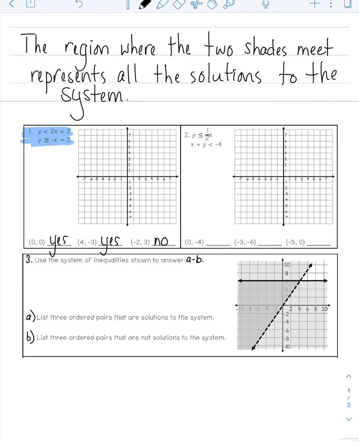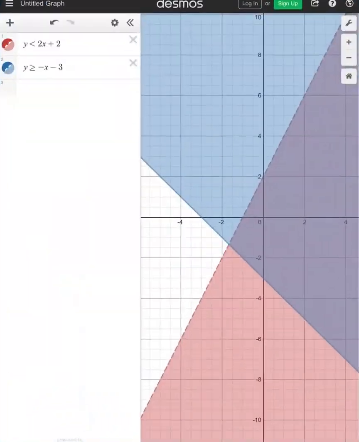So now let's do the same thing with our second system. And again, all I want you to do is write down the system of inequalities and your 3 points. That's what I expect to see in your notes. So let's graph this system.